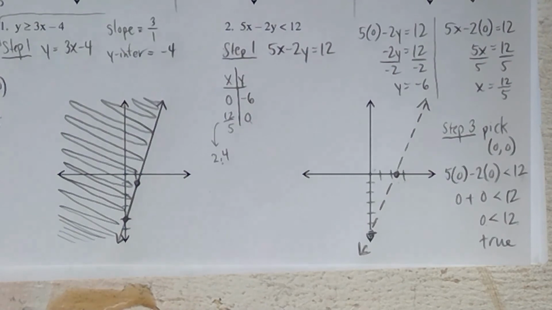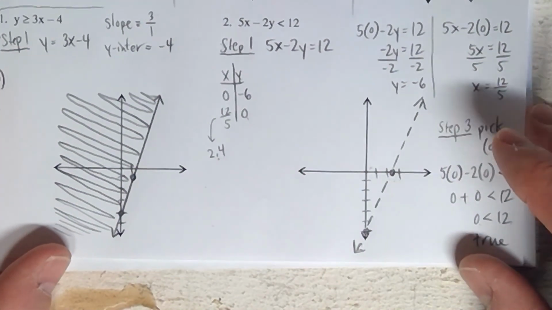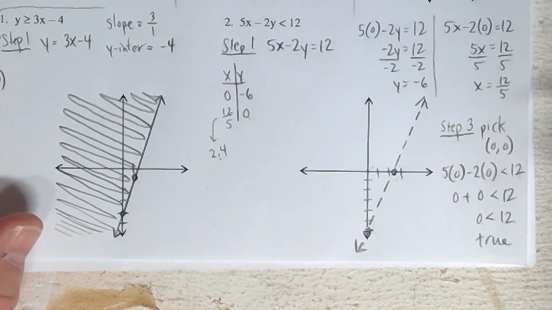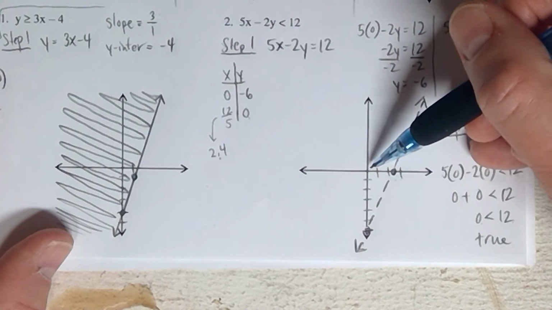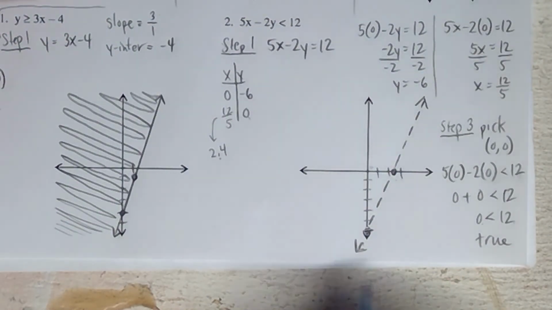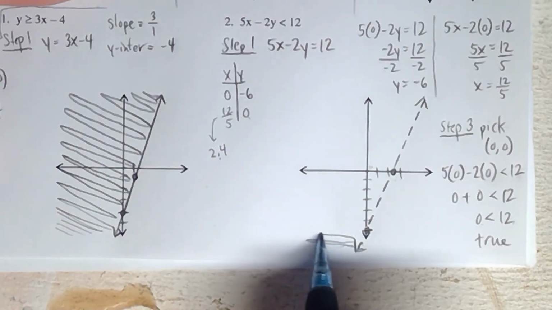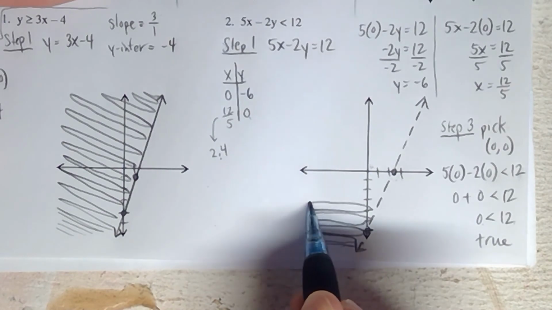All right? One side is false, one side is true. So if this had been false, you shade the other side then. Okay, but since it's true, then we shade the same side that the test point was on, okay, which is on the left of the line here, obviously. And so let's go ahead and shade that. Okay. Just give me a second to do that here. All right.